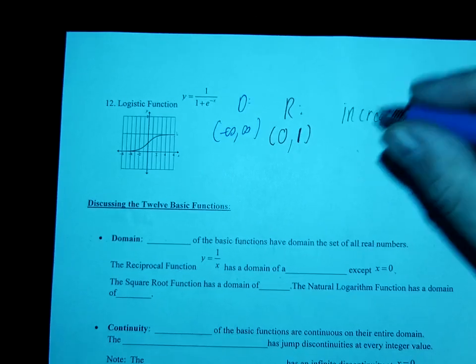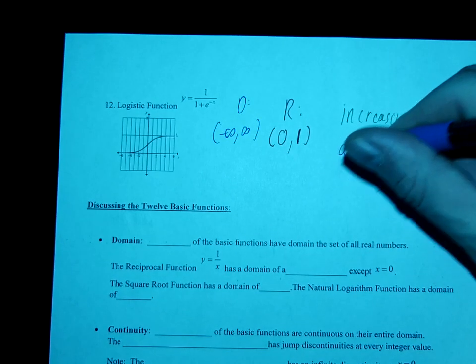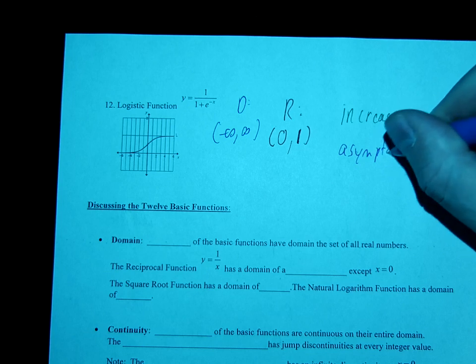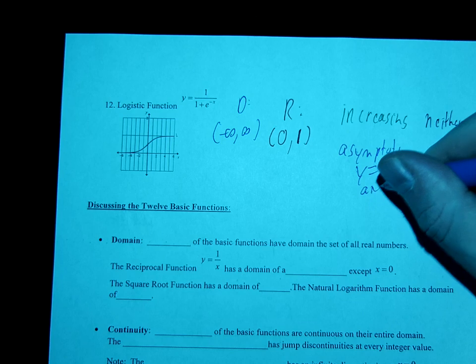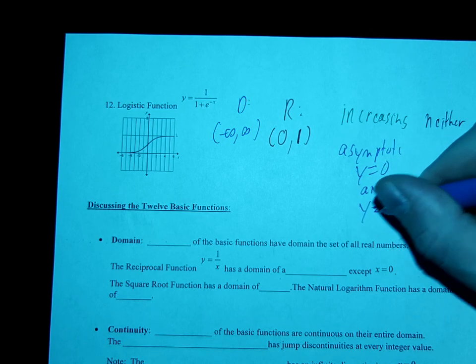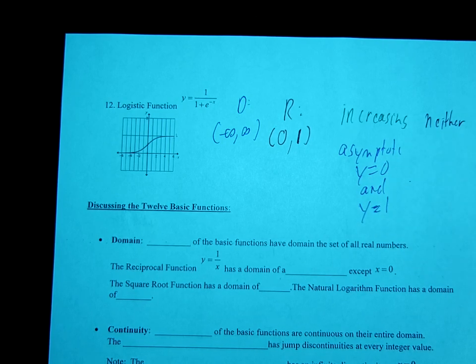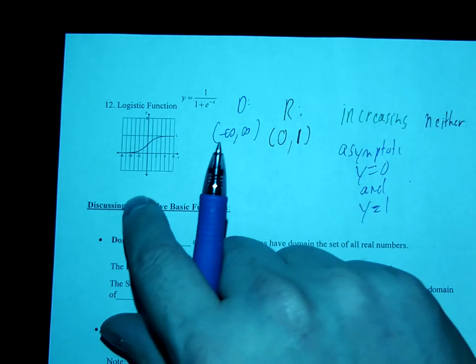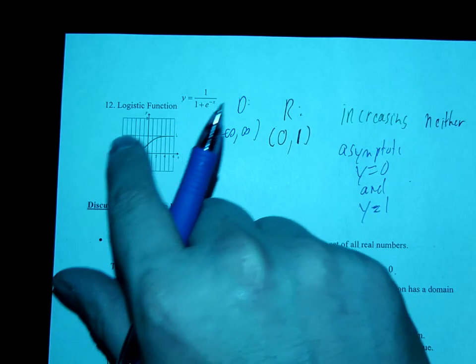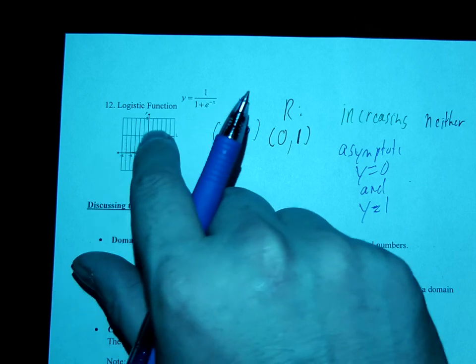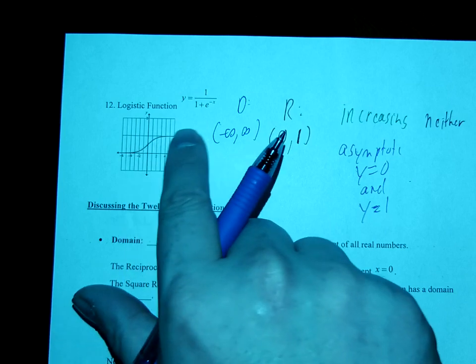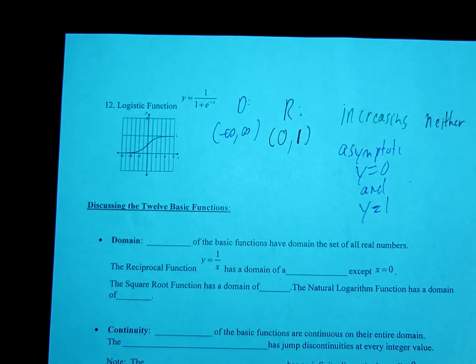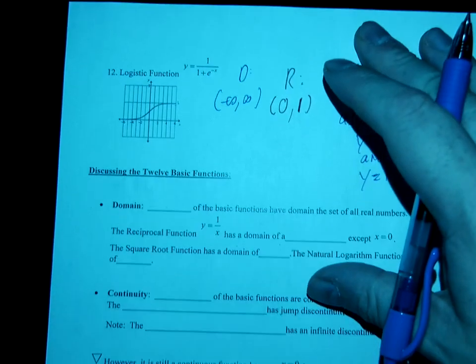Alright, and then number 12, this one has two asymptotes, at y equals 0 and at y equals 1. So what that means here is that on the left here, as x becomes more and more negative, the y value gets closer and closer to 0. And on the right here, as x becomes more and more positive, the y value gets closer and closer to 1. Okay.